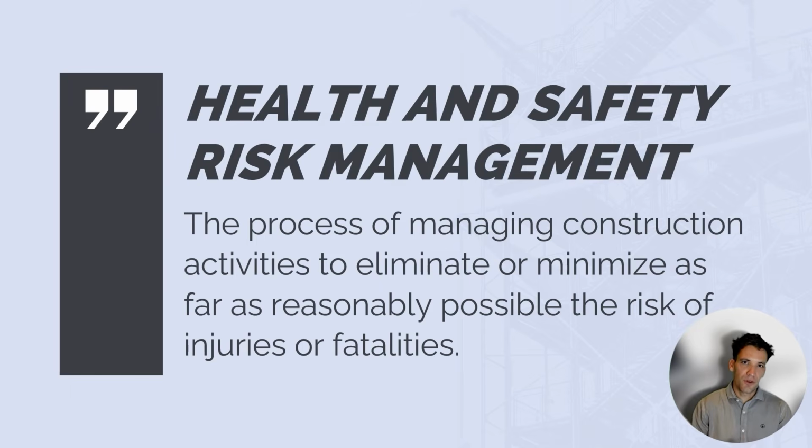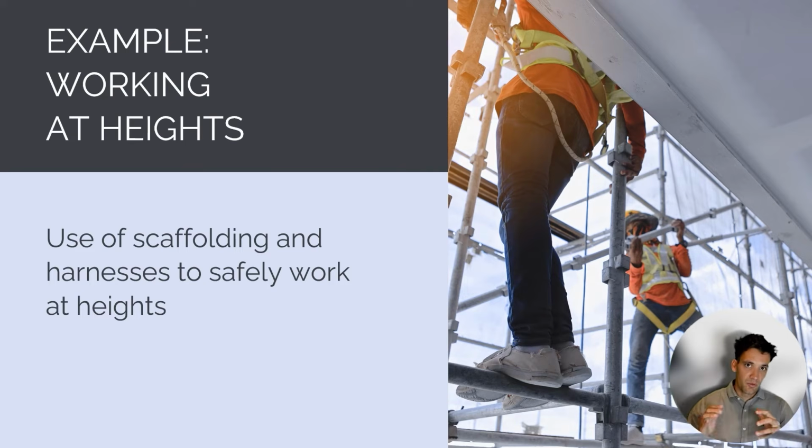Okay, so let's define health and safety risk management. Health and safety risk management is the process of managing construction activities to eliminate or minimize, as far as reasonably possible, the risk of injuries or fatalities. An example of this would be working at heights. We would use scaffolding and a harness so we can safely complete any works at heights.